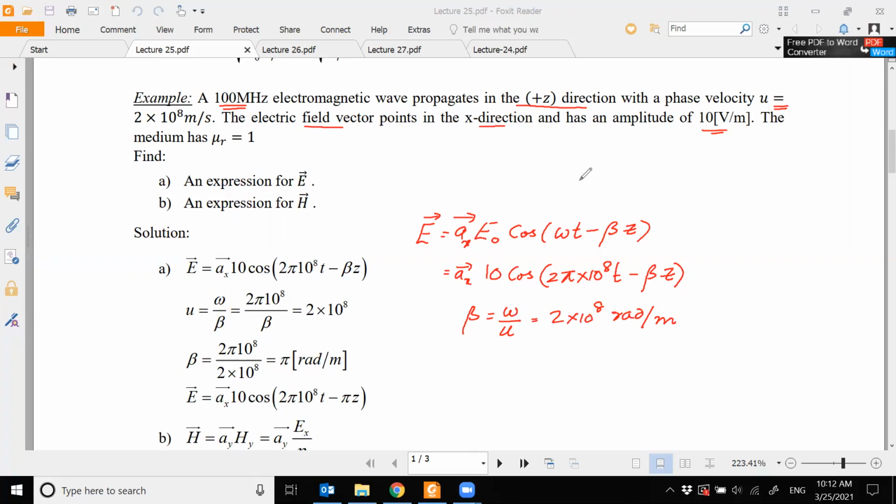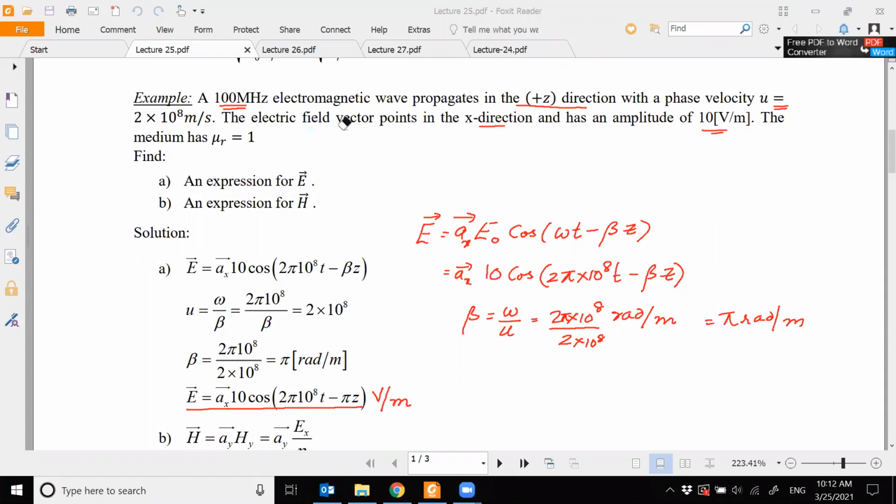Sorry, not 2 pi times 10 to the power 8. So just a second. It is 2 pi times 10 to the power of 8 divided by 2 times 10 to the power of 8, which is pi radians per meter. And therefore, this is my electric field in volts per meter.